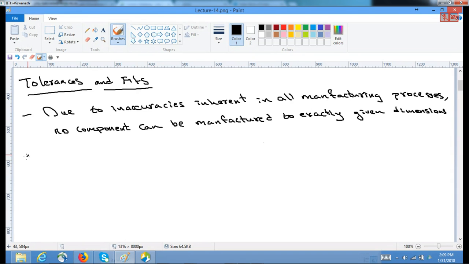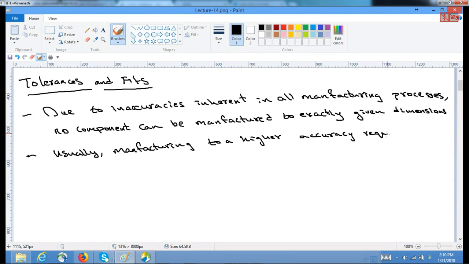So, but we know that usually manufacturing to a higher accuracies requires more labor and results in higher cost. So we have to have certain kind of tolerances for that.